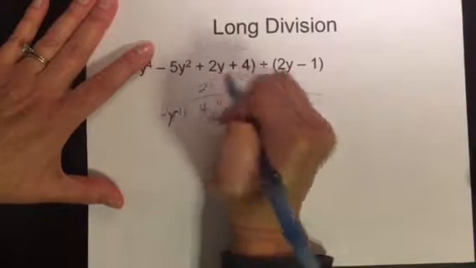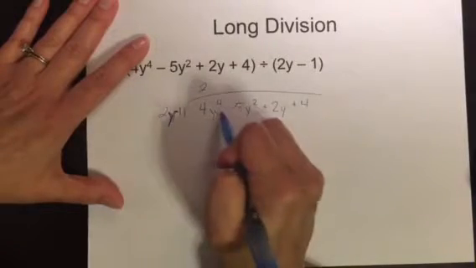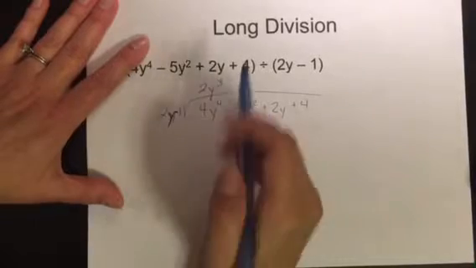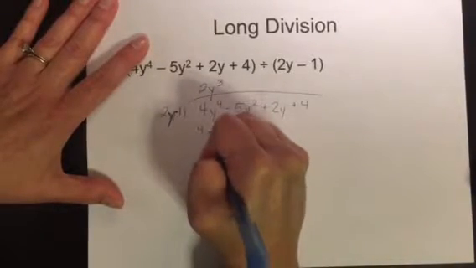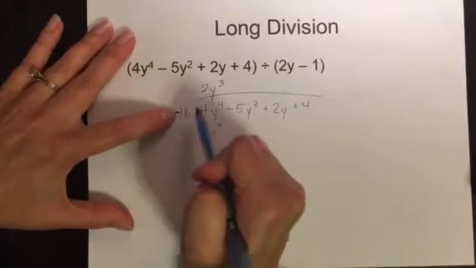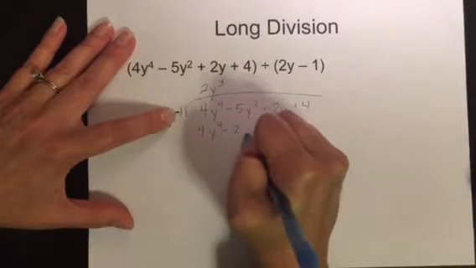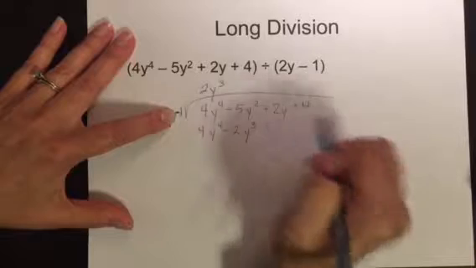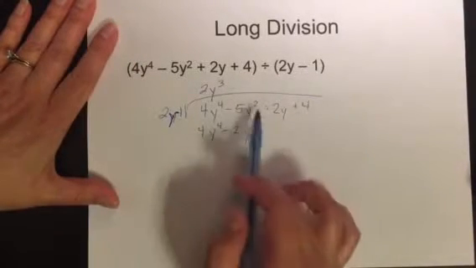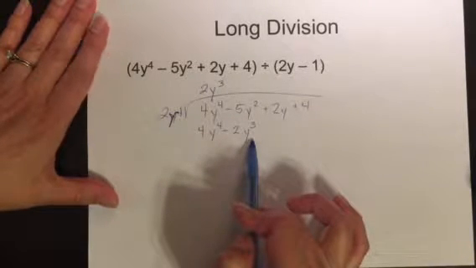So I'm going to need a 2 to get me that 4. And I'm going to need y to the 3rd to get me that 4y total. So 2 times 2 is 4, y to the 3rd times y is y to the 4th, and then I've got my minus 1 here, so 2 times negative 1 is negative 2, y to the 3rd. All right, again, I'm seeing another problem here, right? Because when I subtract these two, I can't. They don't have the same y term.